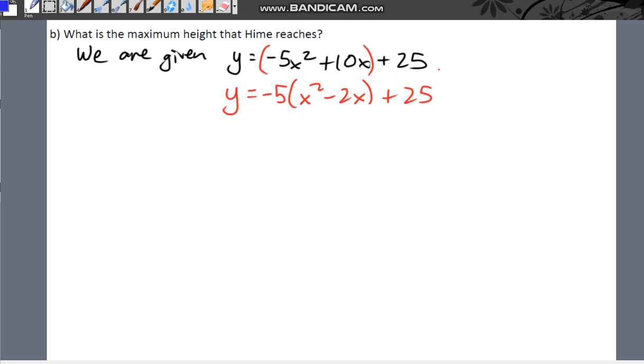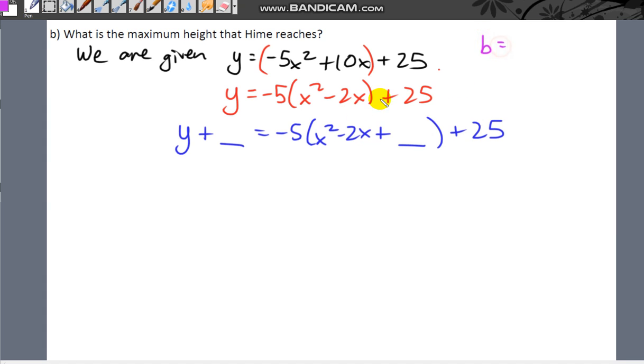Okay, next, if I were to put in a blank, we have y plus blank equals negative 5 times x squared minus 2x plus a blank plus 25. So what we need to calculate is b divided by 2 squared, but first we need a negative 2 here. So b divided by 2 squared is going to be negative 1 squared, and that's 1. So 1 goes here.